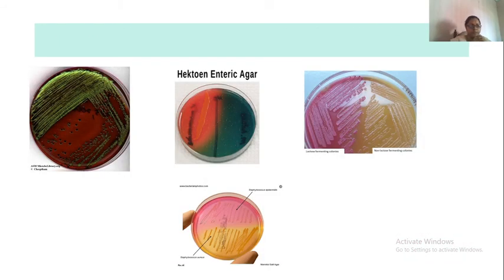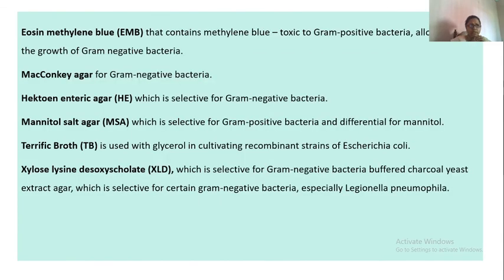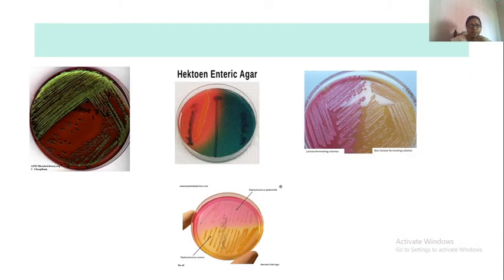So, these are examples that I have given. Eosin methylene blue agar, where the gram-negative organisms are growing. Hektoen enteric agar. Then MacConkey agar, where it is selective for gram-negative organisms, and mannitol salt agar, which is selectively giving yellow colonies for Staphylococcus aureus.